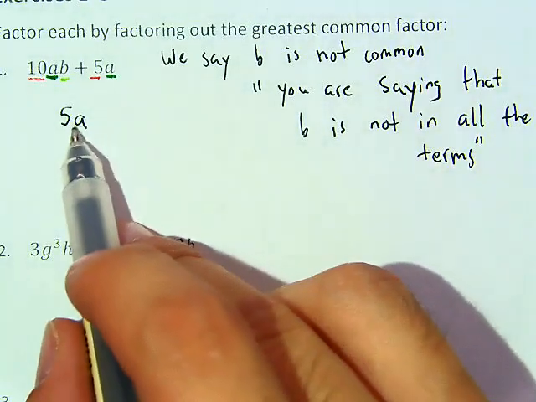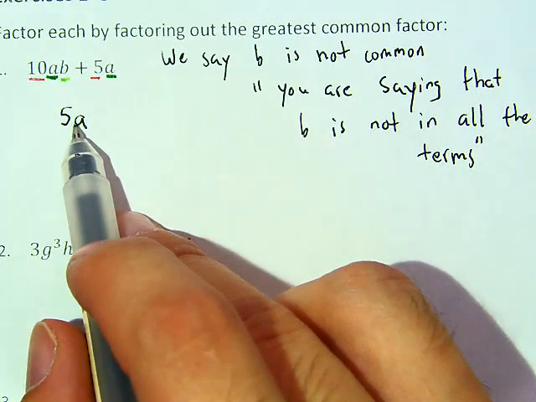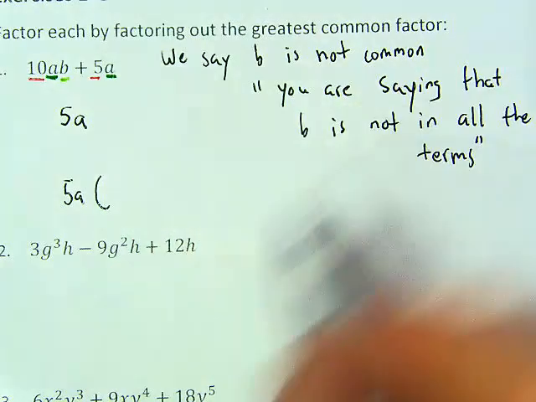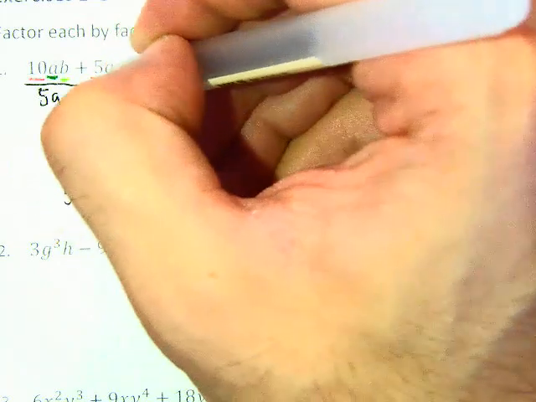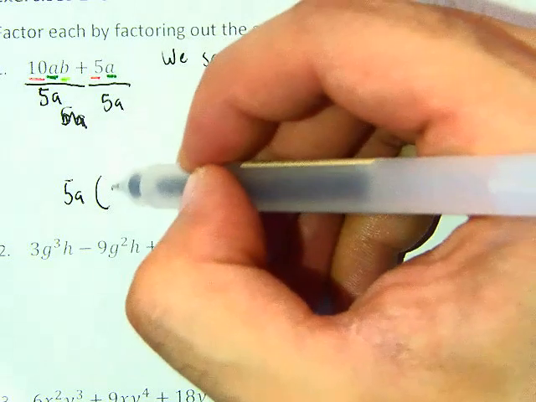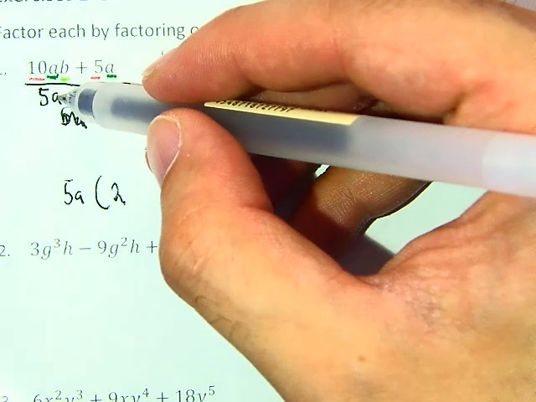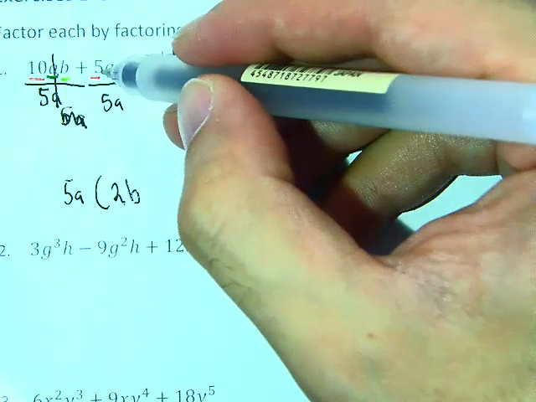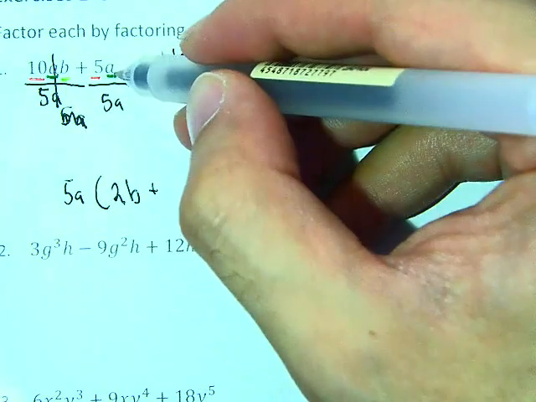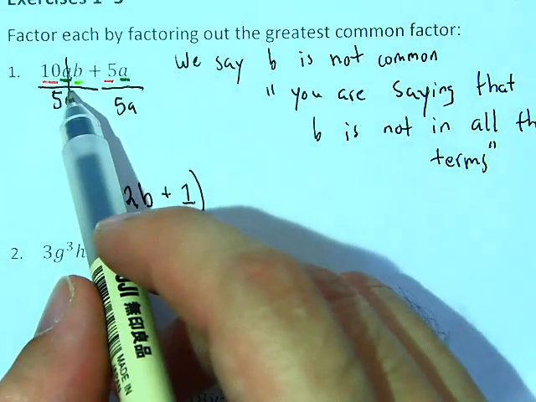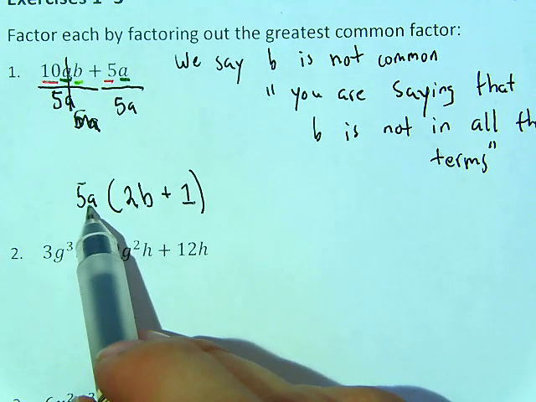So here, what's the GCF of these two? It's 5A. And now notice, what do I do with that 5A? I take the GCF and I divide this by 5A, and I divide this by 5A. So what's 10 divided by 5? It's 2. What's A divided by A? Nothing. What am I left with? B. 5 divided by 5 is 1. A divided by A, this is just 1. And that's it.